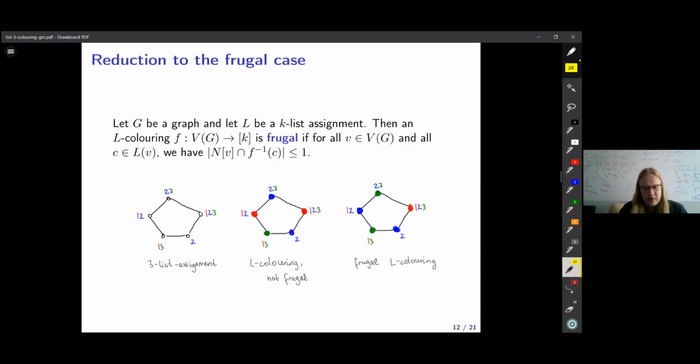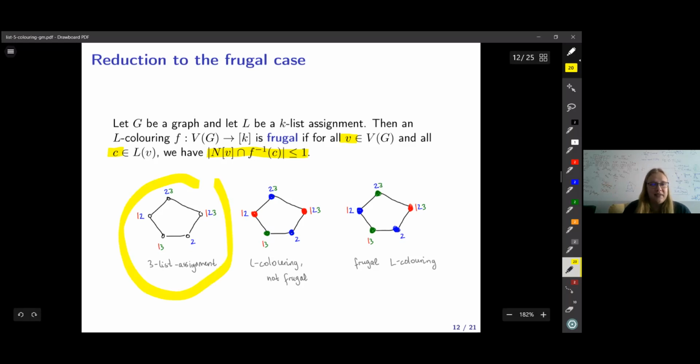So the first reduction is to frugal coloring, which is a bit unusual maybe. So there's a notion of frugal coloring for normal coloring, but this is a list version and it's different. What it means is that in a frugal coloring, for each vertex and each color that was in its list, that vertex gets at most one neighbor that is colored with that color. So for each vertex, if it has two neighbors of the same color, that color can't have been in its list.